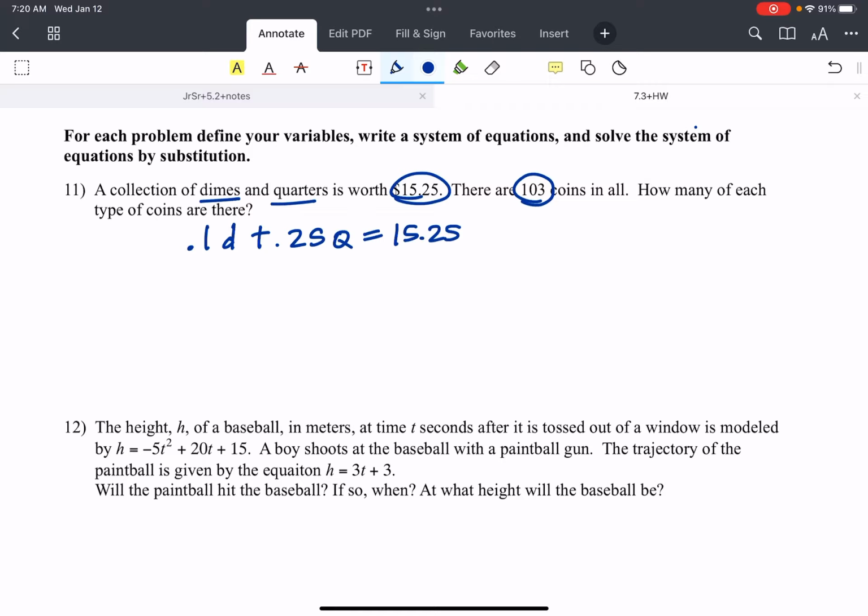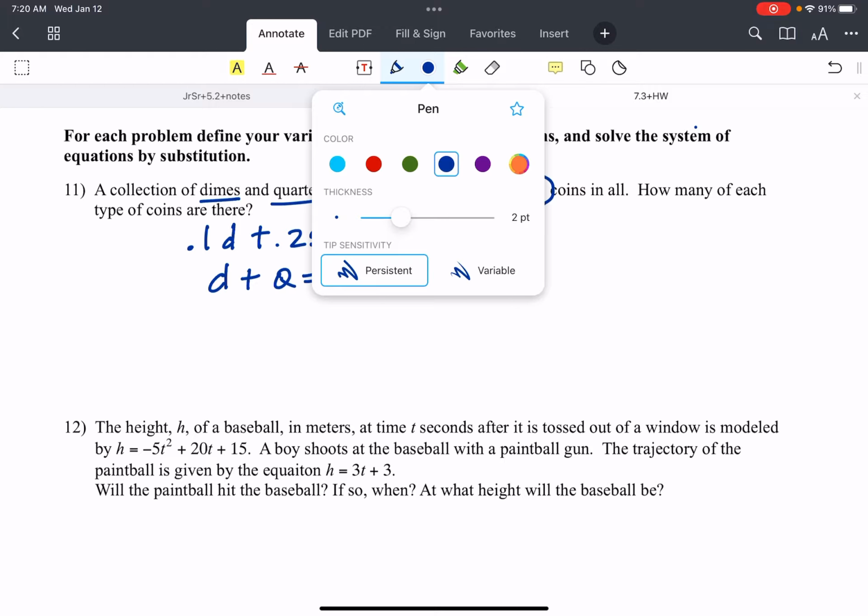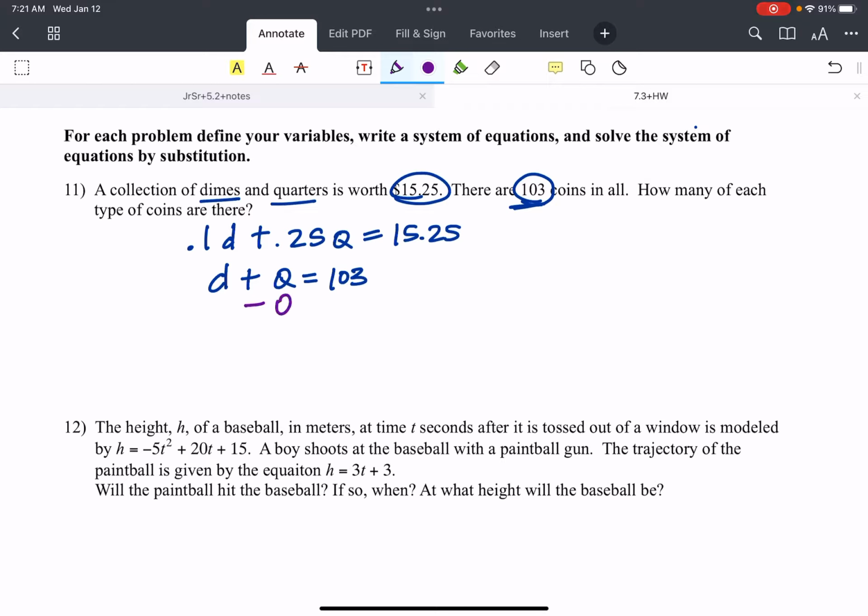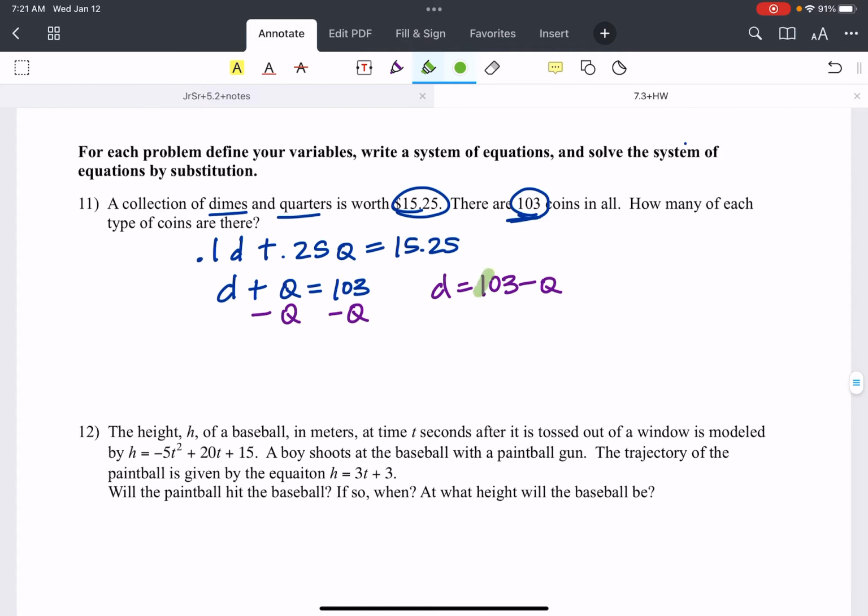The second equation that we're going to use is how many coins there are in all. So then we're just going to do D plus Q is equal to 103. Now at this point you have your two equations and you can solve for one or the other. If we are going to solve this for dimes, I can minus Q from both sides, and I end up with my second equation being D equals 103 minus Q, which I can then take and plug back in for this D so that I can solve my system.